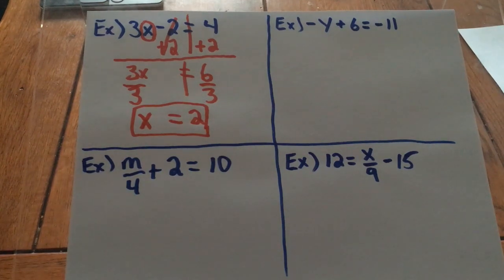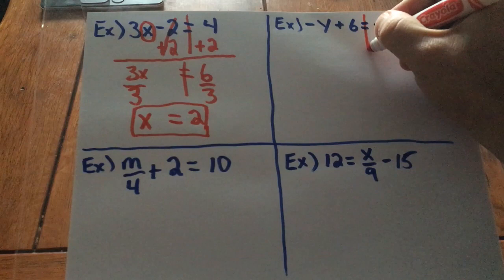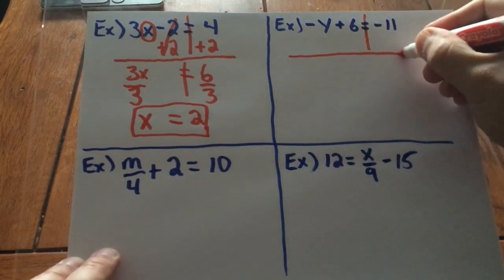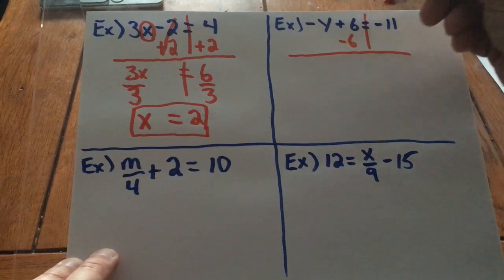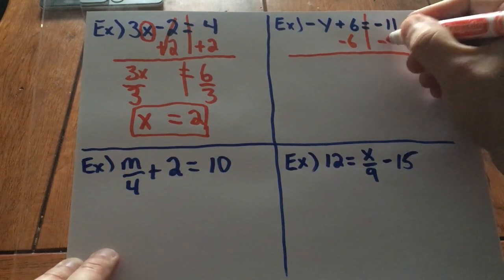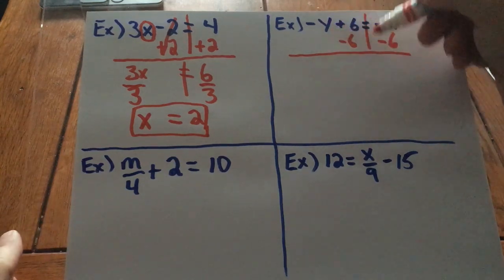So now we're going to jump in at that step 4. We're going to add or subtract to get the variable by itself. So here I've got a plus 6. So if I want to get rid of the plus 6, what I have to do is subtract 6. And again, what you do to one side, you have to do to the other. So we'll move that minus 6 over here. And then we'll add up and down in the columns.